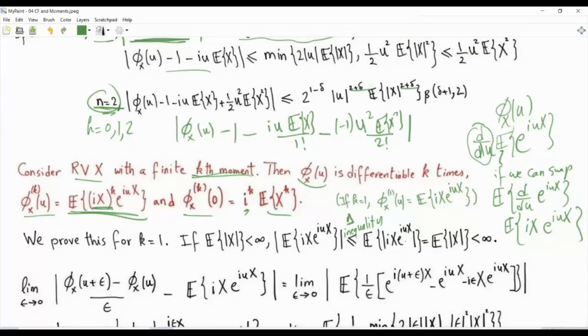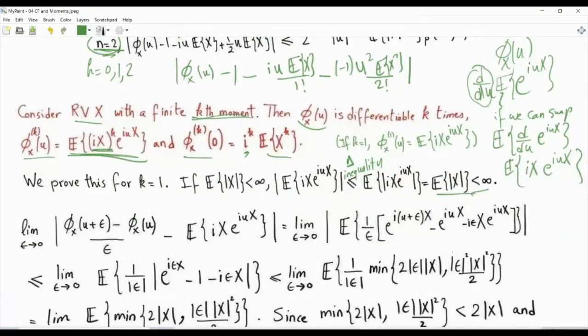The magnitude of e to the iux is 1, the magnitude of i is 1, and you are left with the magnitude of x, which is now assumed to be finite, because we are assuming that our random variable has a finite first moment. Okay, so how do we basically show the differentiability of the characteristic function rigorously?